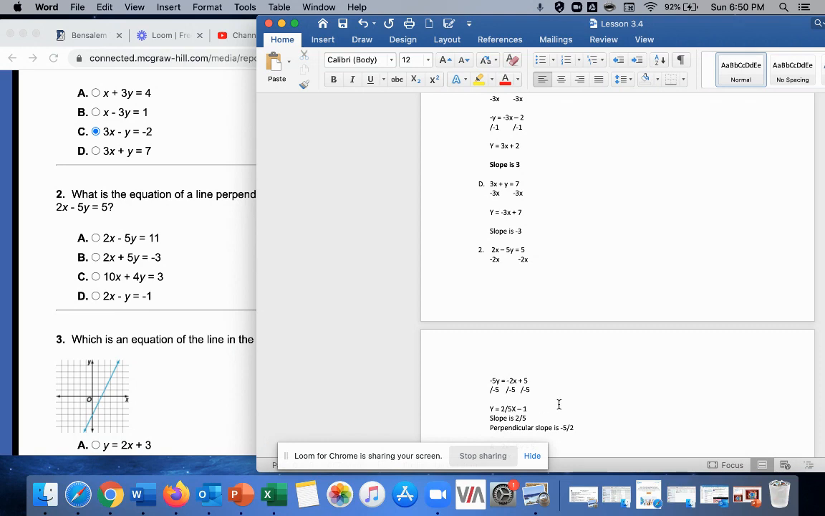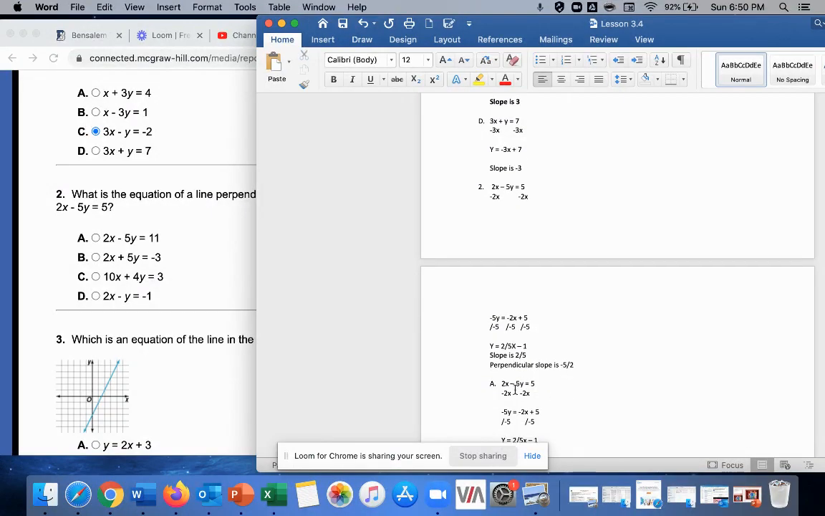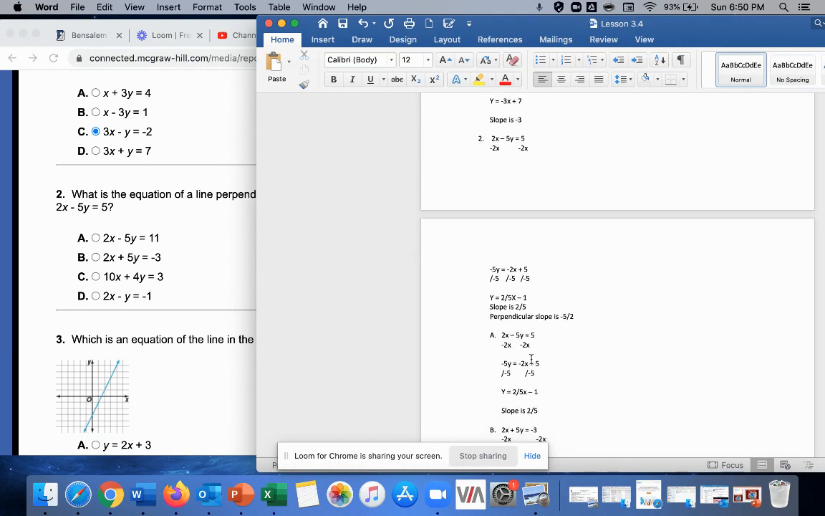That means the perpendicular slope is the negative inverse, which means you flip the fraction upside down. From 2/5 it becomes 5/2, and it's the negative inverse, so it becomes negative 5/2. From there, I have to figure out which of these four has a slope of negative 5/2, because that's our answer. The first one has a slope of 2/5, which means it's parallel, but we don't really care so much about parallel.